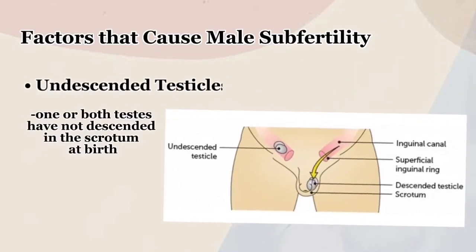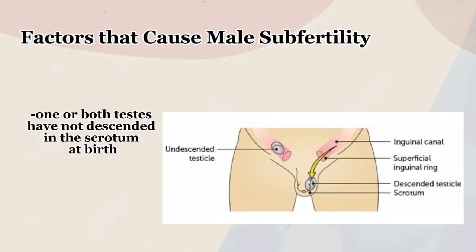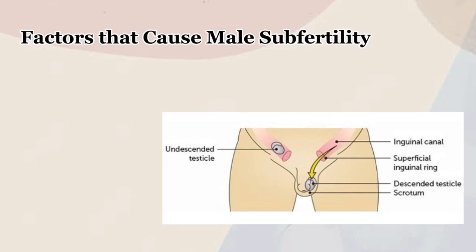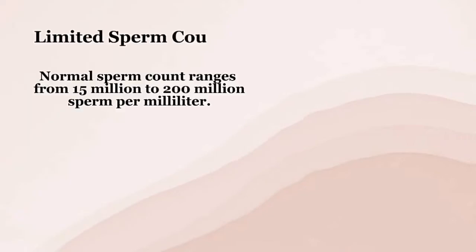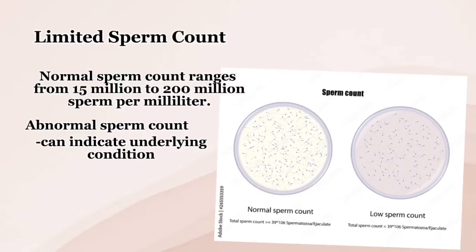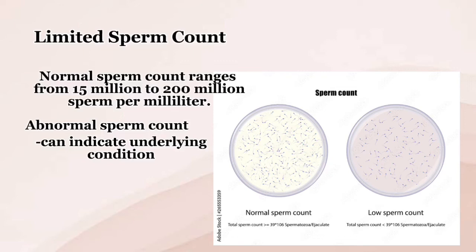Lastly, undescended testicles is a condition when one or both of the testes have not descended into the scrotum at birth, but stay in the abdomen or only move halfway down. What's normal? Sperm count can be important if you're trying to conceive a child. An abnormal sperm count may also indicate an underlying health condition.